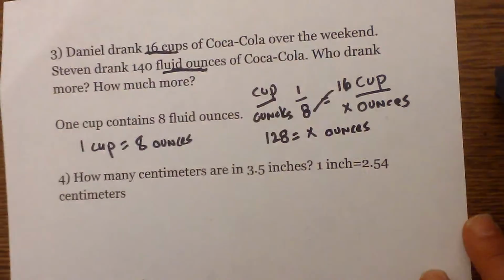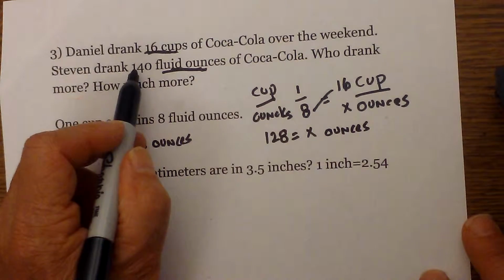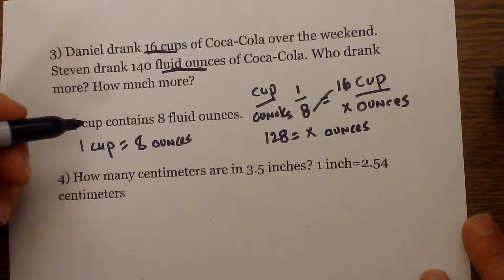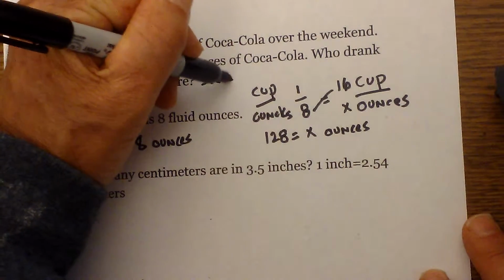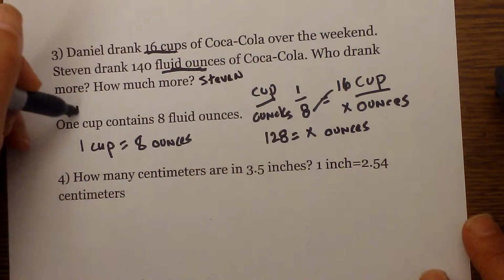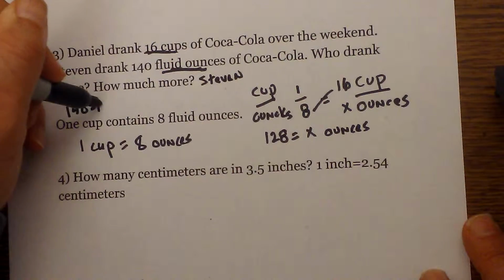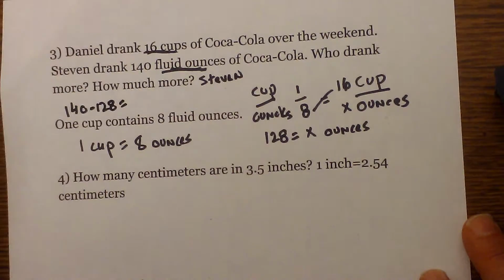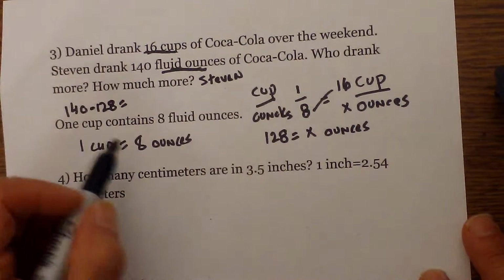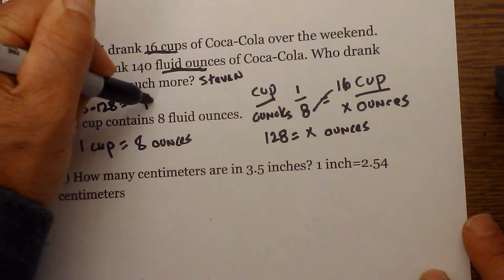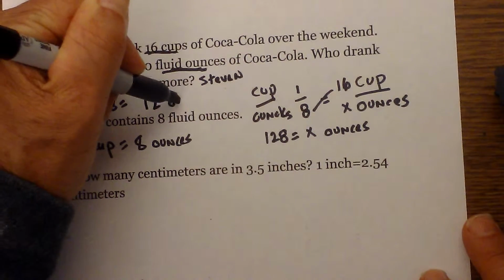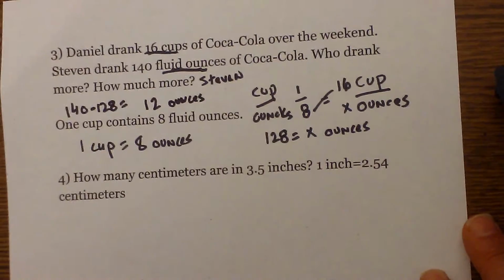Now Stephen drank 140, so he obviously drank more. Stephen drank more. We take 140 minus 128, and that would be 12 more fluid ounces.